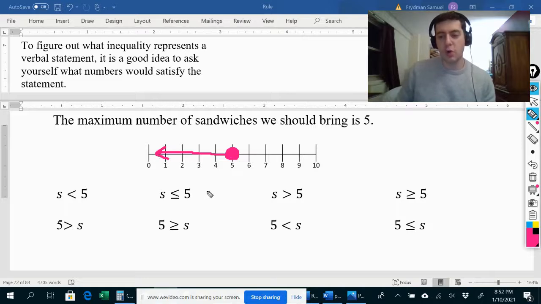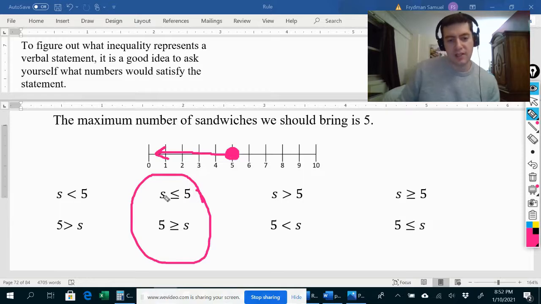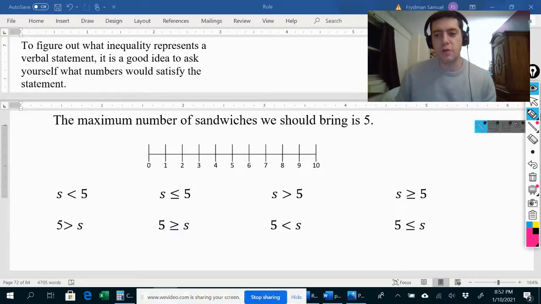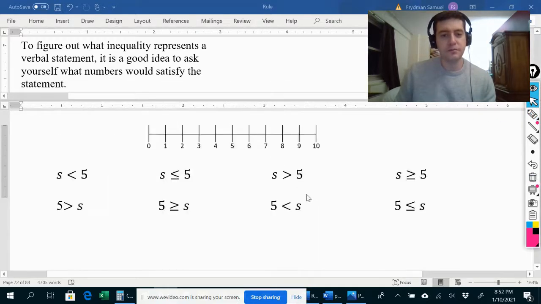So which inequality or inequalities describes this? These two over here. You can see here S is next to the pointy part in both of these, which means that S can be less than 5. That's fine. And we also have this line here saying that S could be exactly equal to 5. If we bring exactly 5 sandwiches, then we'll be exactly at the maximum. We don't want to put even one more sandwich in the bag, though. Okay, let's move on to the next one.